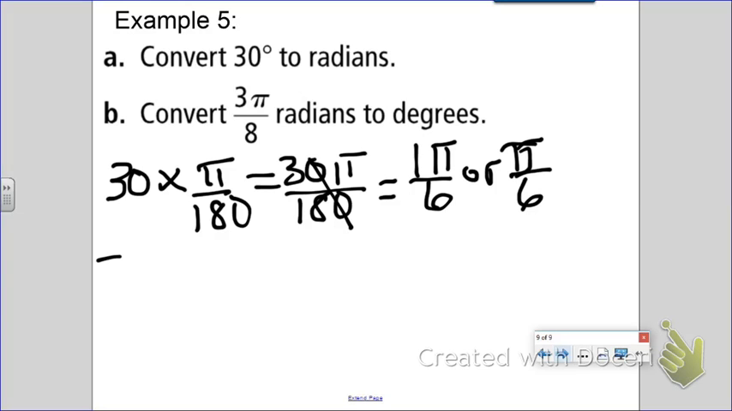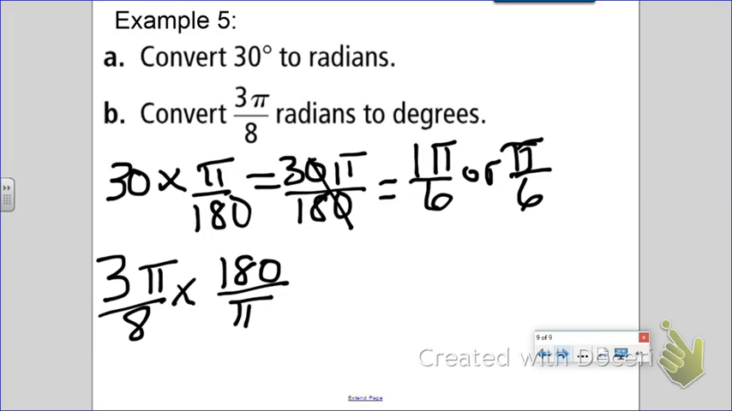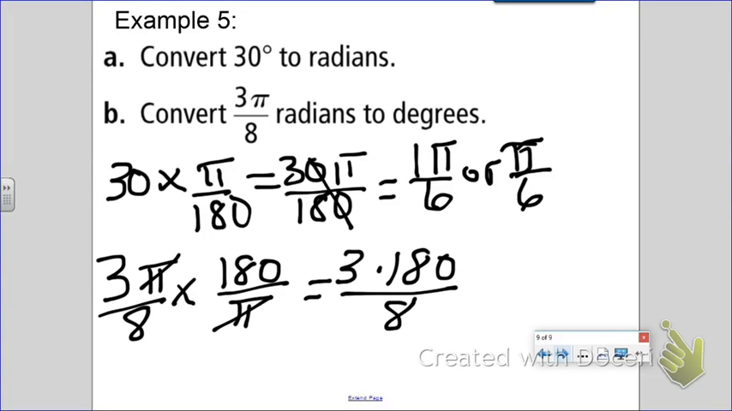To convert 3 pi over 8 to degrees, we do the opposite, multiply by 180 over pi. So we take 3 times 180 divided by 8 in the calculator. We get 67.5 degrees. And that's it for our lesson today.